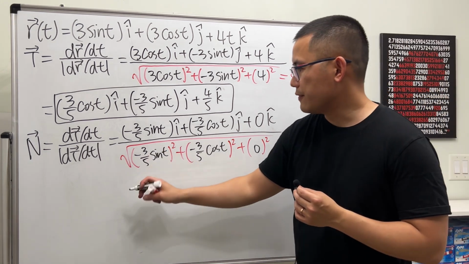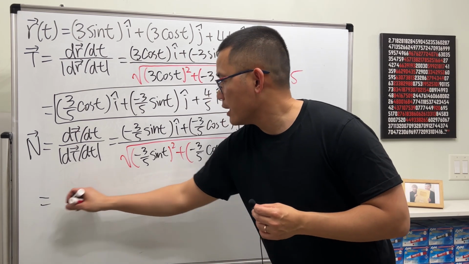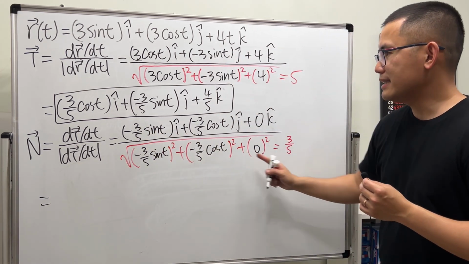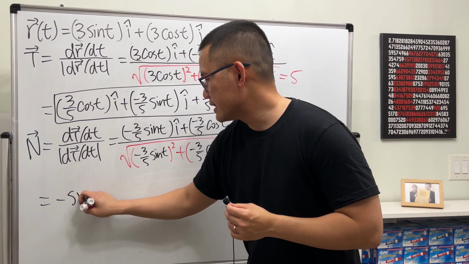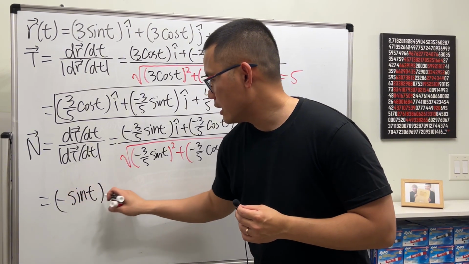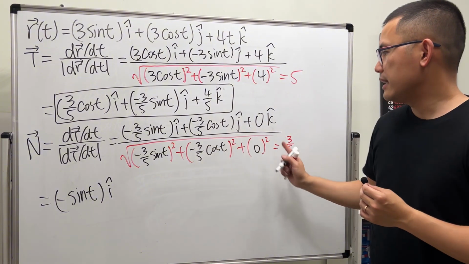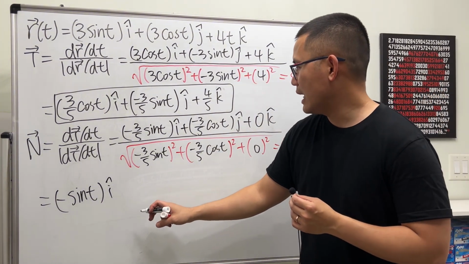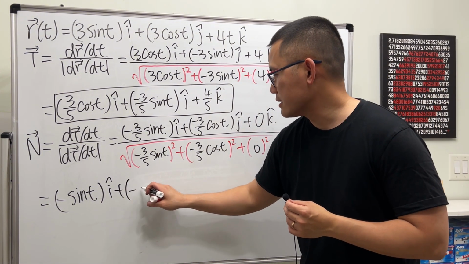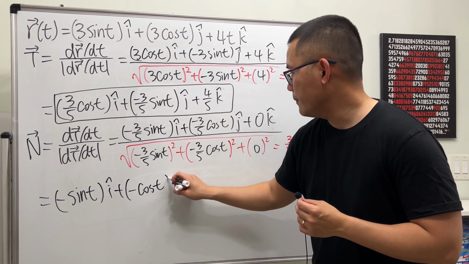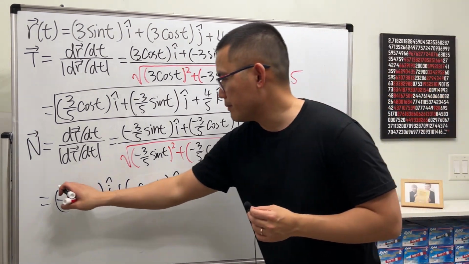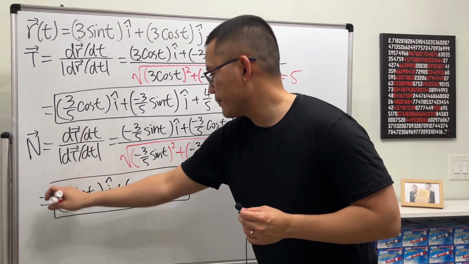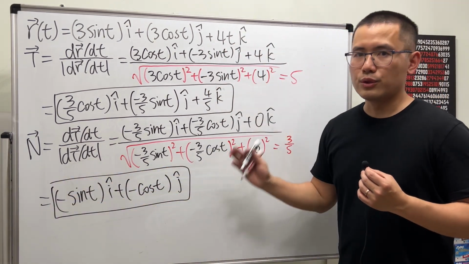So the bottom is going to be 3 over 5. Then we will just have to divide. Now check this out though. Take this divided by that, they cancel, so it's very nice. So we have negative sine t i, and then this and that also cancel. So we have plus negative cosine t j, and plus 0k, which doesn't matter. Yeah, so we have the T and also the N.